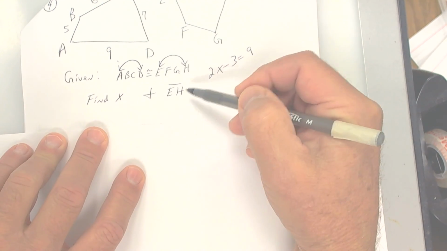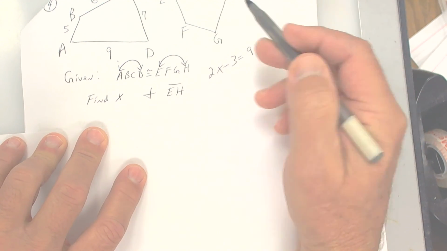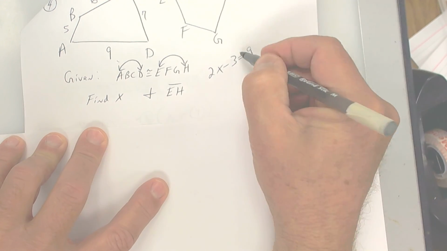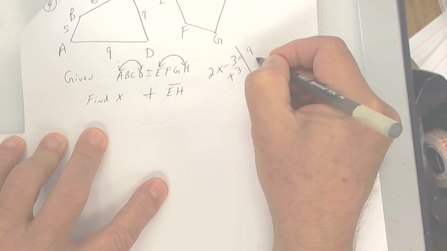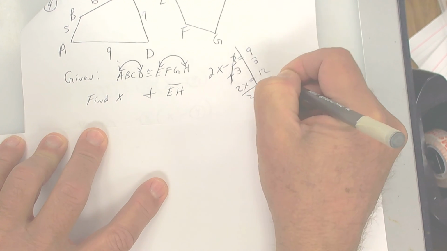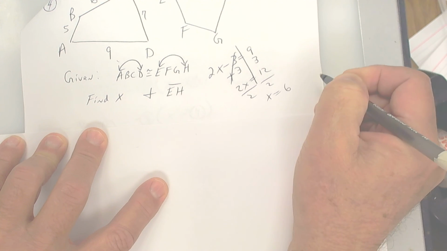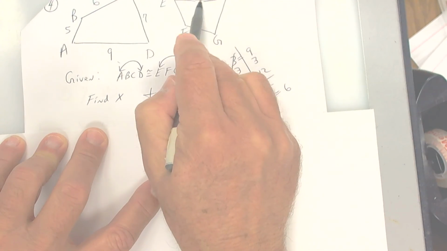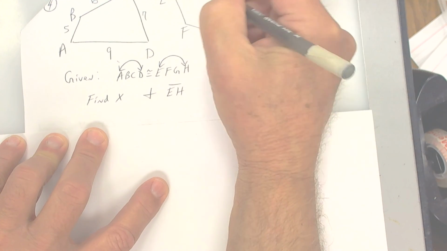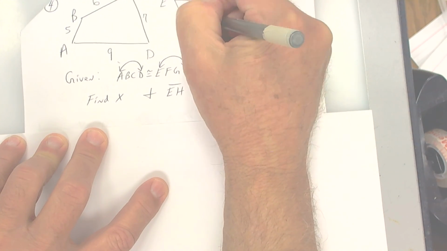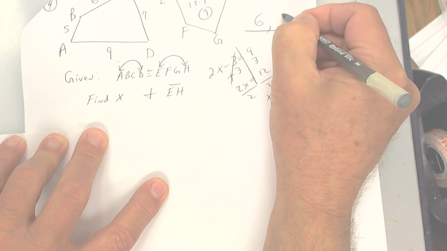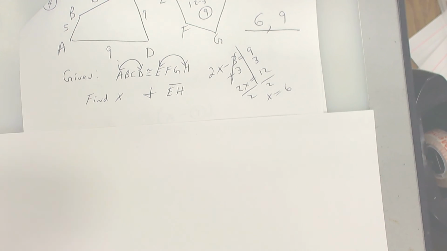So that pattern I just taught you is important, so you match it up with the proper side. Some of you might match it up with 7. Anyway, you're going to add 3 to both sides and then divide by 2, and you get x equals 6. Now, to get this side, you're going to substitute. So scratch that x out and put a 6. 2 times 6 is 12, minus 3 is 9. So your two answers are 6 for x, and 9 is EH.